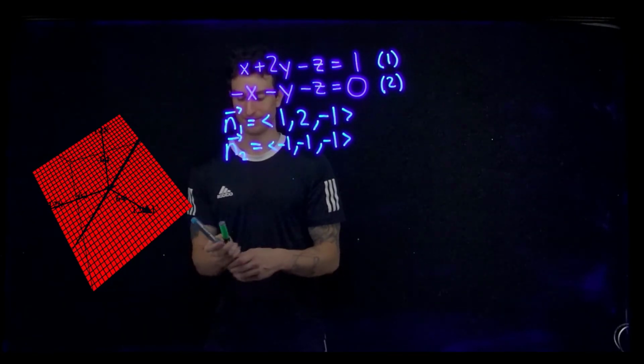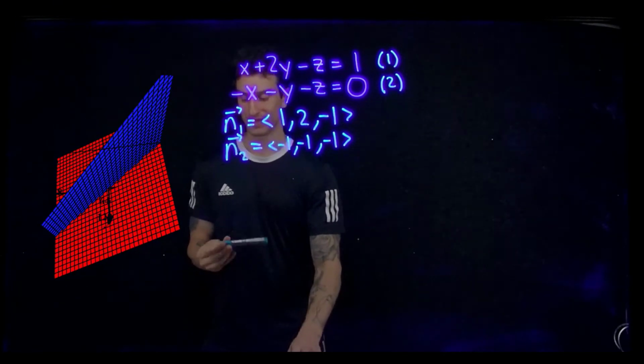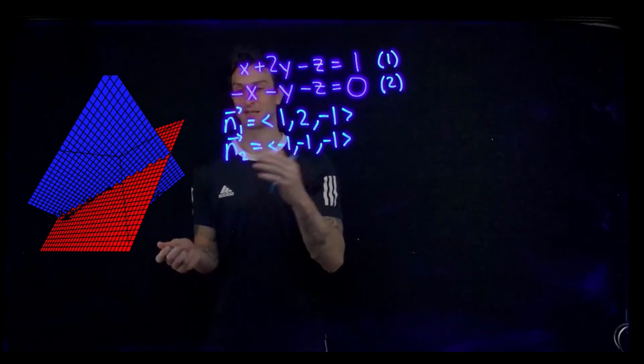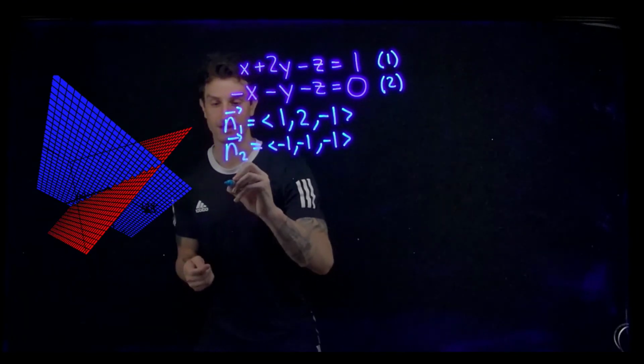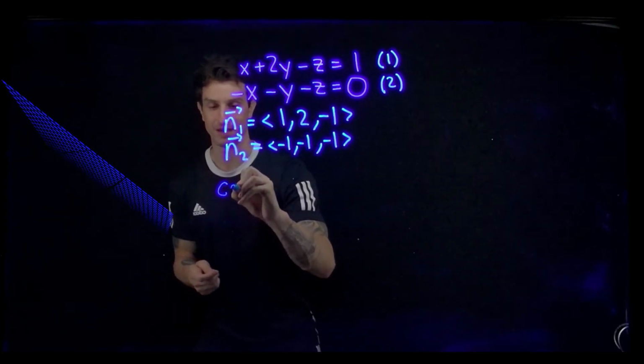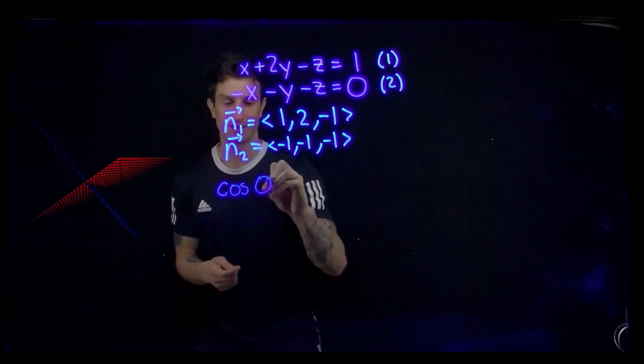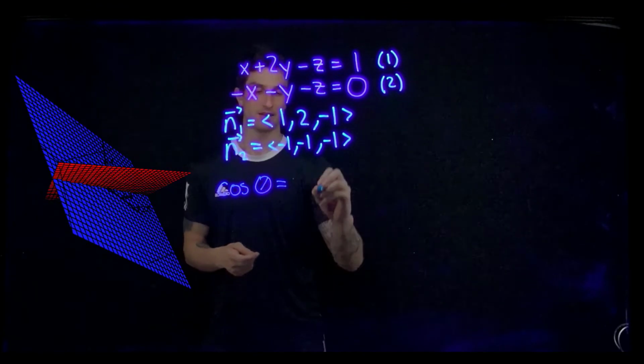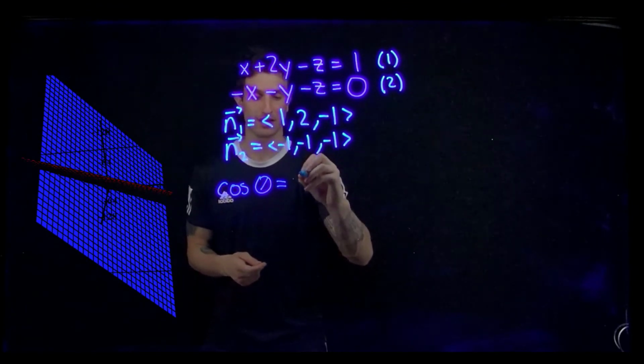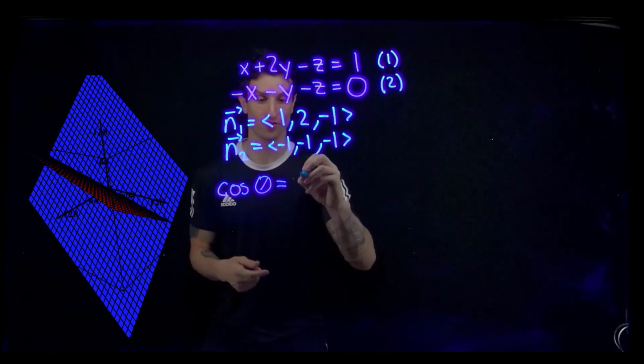So let's go ahead. We know that cosine of theta, coming back from our dot product days, is going to be equal to, in the numerator, the dot product of our vectors. In this case, the normal vectors.